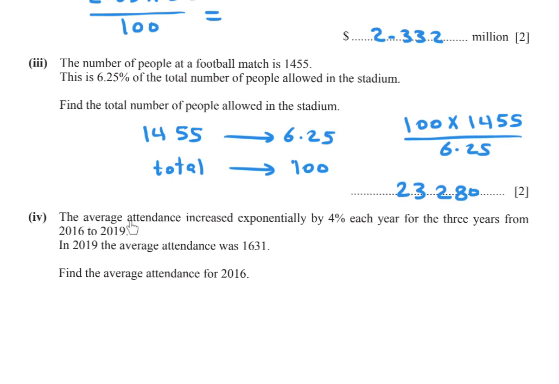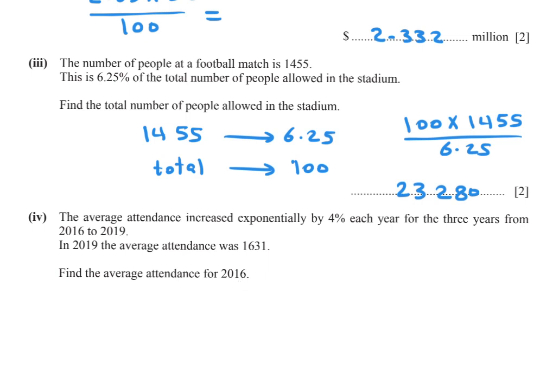Part iv. The average attendance increased exponentially by 4% each year for the 3 years from 2016 to 2019. In 2019, the average attendance was 1,631. Find the average attendance for 2016.